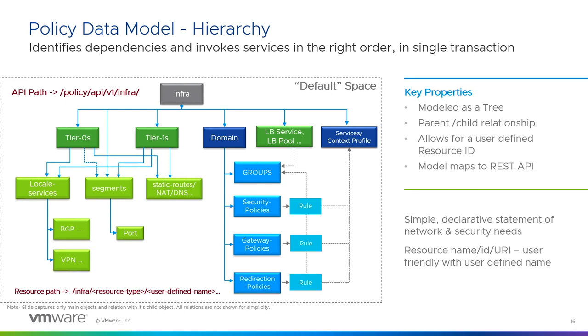We have this API model, which is a tree that begins with /infra. Then you have a parent-to-children relationship. So you will have your tier 0, your tier 1s, and inside the tier 0s, for example, if you want to declare the BGP configuration, it will be a child of one specific tier 0, okay? So it's really easy to find the resource path, as you can see at the bottom of the slide. If you want to update, say, specific BGP settings in a specific tier 0, you can easily find the right path for that, okay?